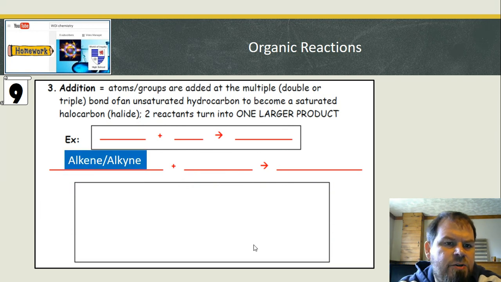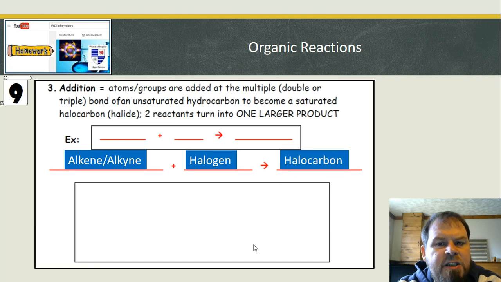So addition and substitution are the next 2 really, really key ones. Addition needs a double bond. So you need to highlight that where it says atoms or groups are added at the double bond or triple bond. So I need an alkene or an alkyne. I need a double bond of some sort.